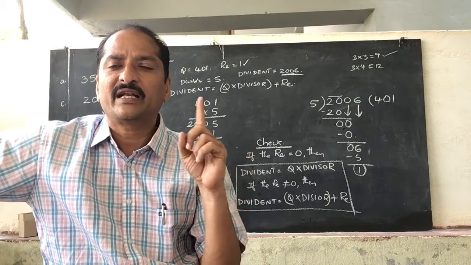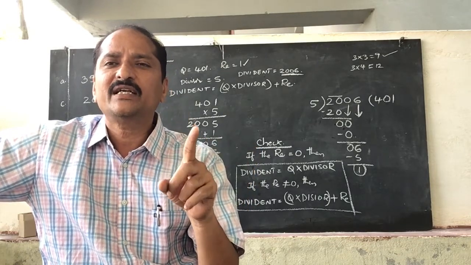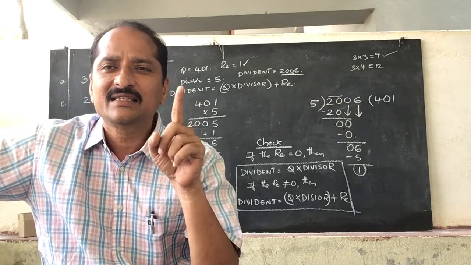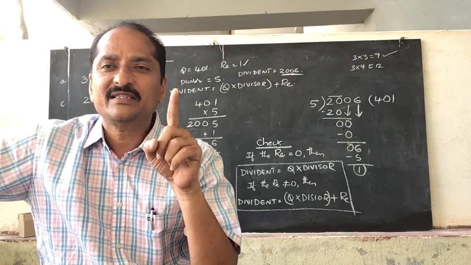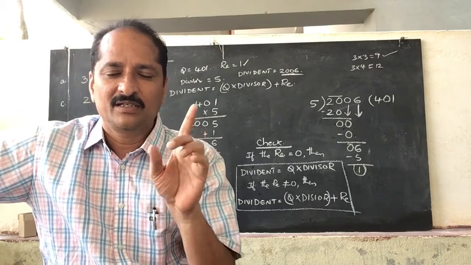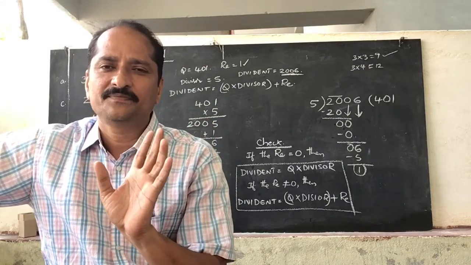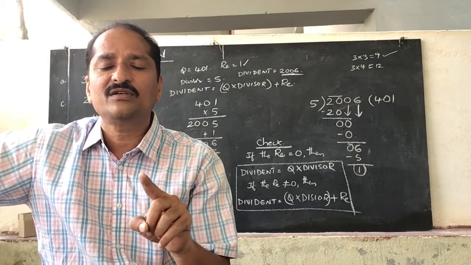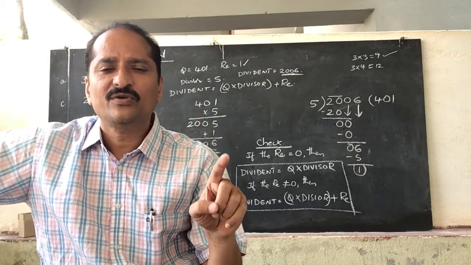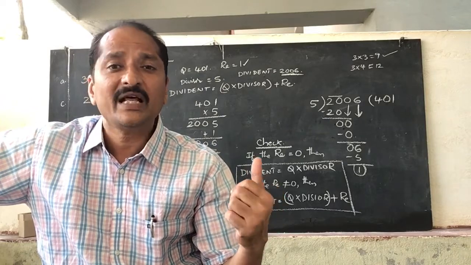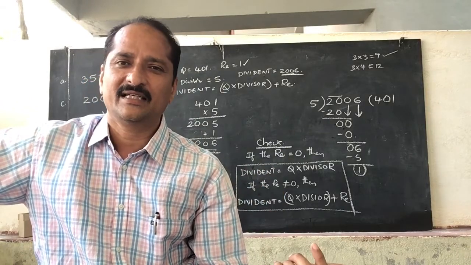So if the remainder is 0, quotient into divisor is equal to dividend. If the remainder is 0, there is no need to add the remainder. Quotient into divisor is equal to dividend. If the remainder is not 0, the dividend is equal to quotient into divisor plus remainder. Remainder ni add cheyali. Okay?